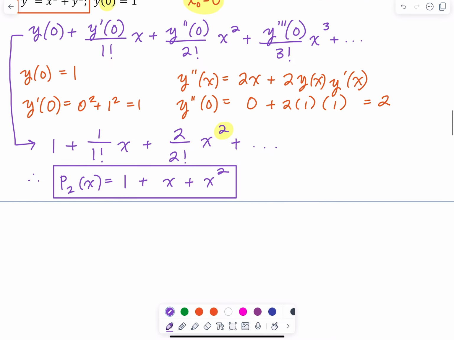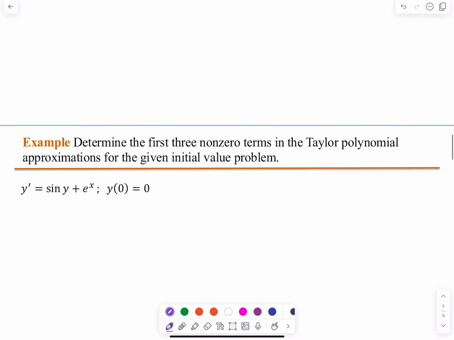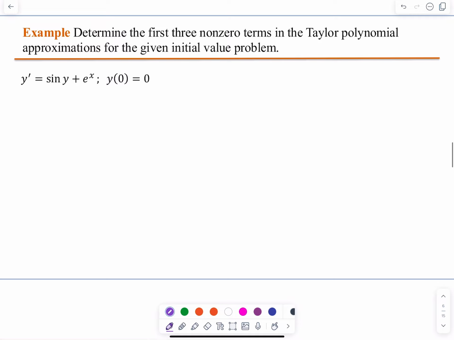Okay, let's take a look at our next problem. Determine the first three non-zero terms in the Taylor polynomial approximations for this given IVP. Again, we see that x naught is going to be equal to 0, and here we have y prime equals the sine of y plus e to the x.